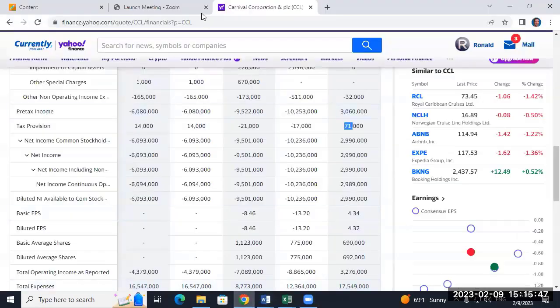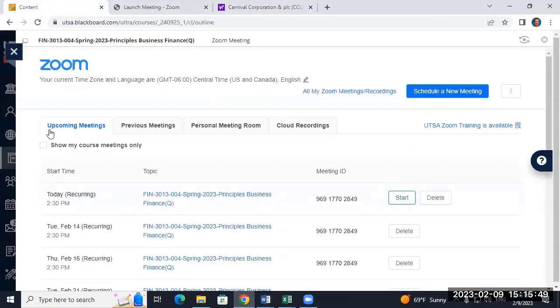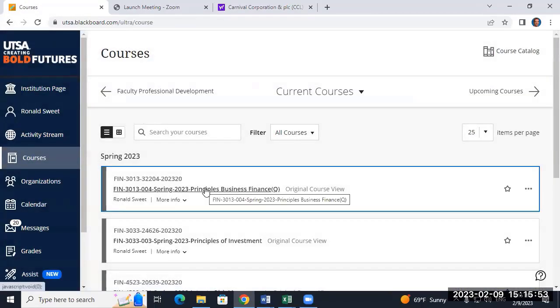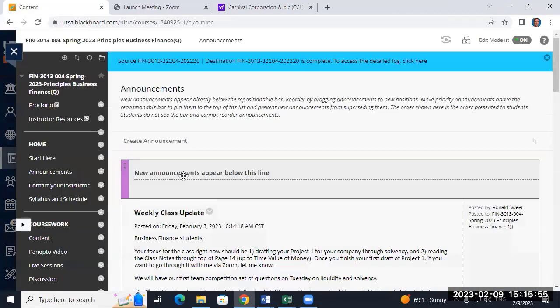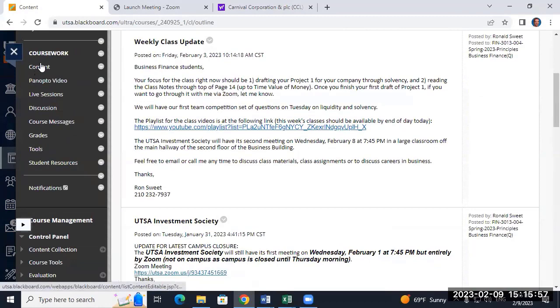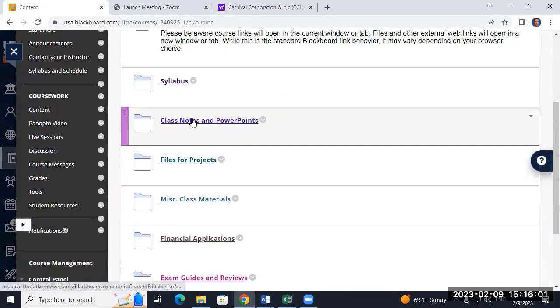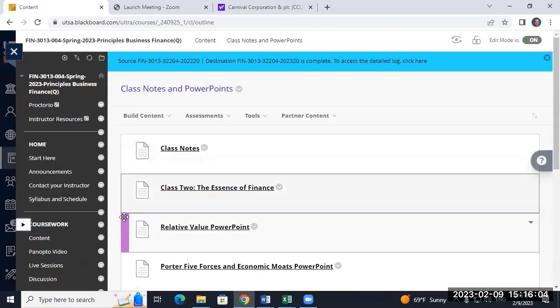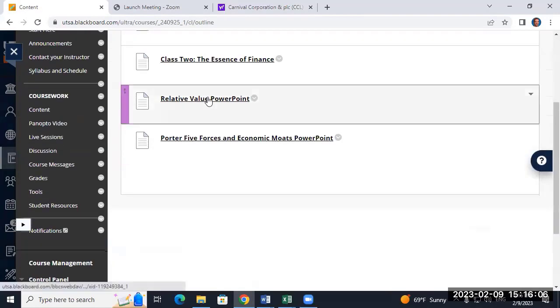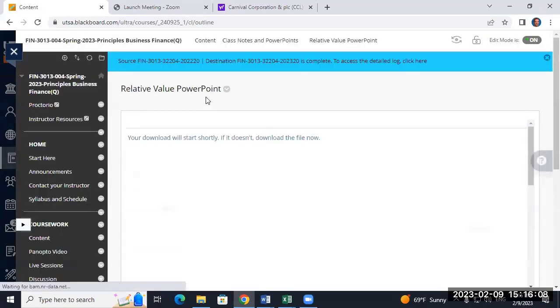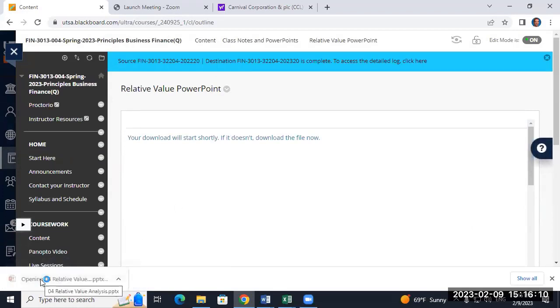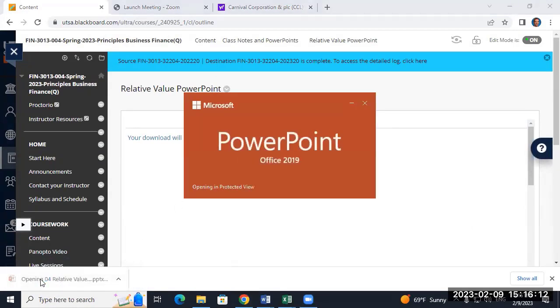So we've got one last issue to do for the paper, which is a little challenging, but I don't grade it too picky because we're not going to really get into it enough. But it is especially important for finance majors to know this. Under class notes and PowerPoints, there's one called relative value. So I'm going to start this one today. We'll kind of get into it.